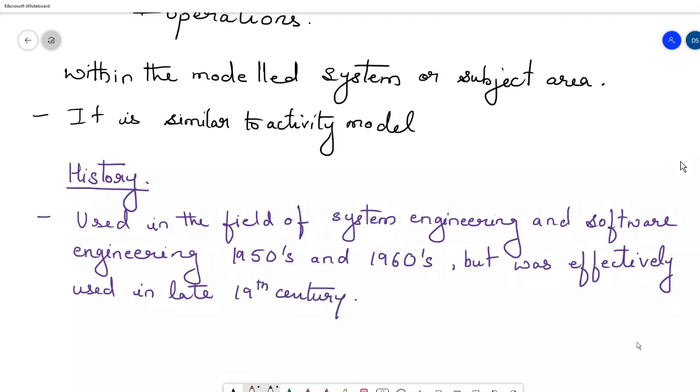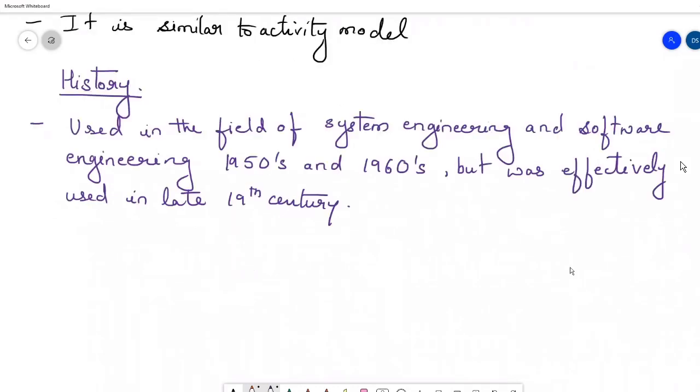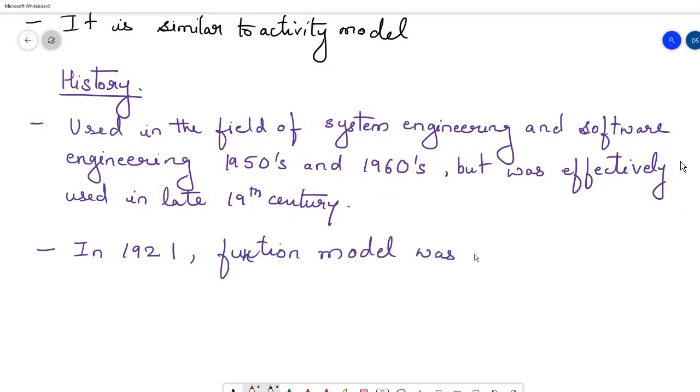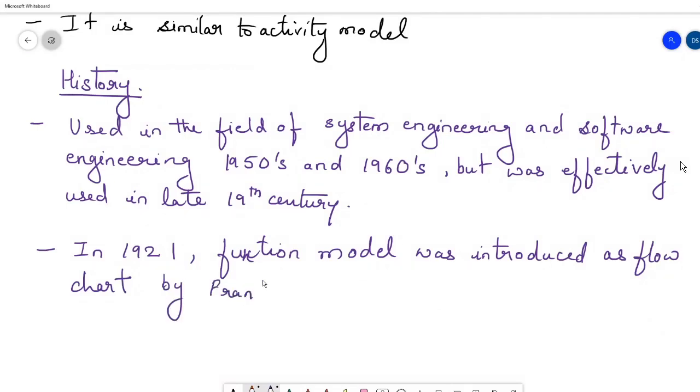Now, the first function model was introduced as a flowchart by Frank Gilbreth. Okay, so the function model was previously known as a flowchart also. Then, when the modifications were done, when new things were introduced, it was called a function model. So in 1921, the function model was introduced as a flowchart by Frank Gilbreth.